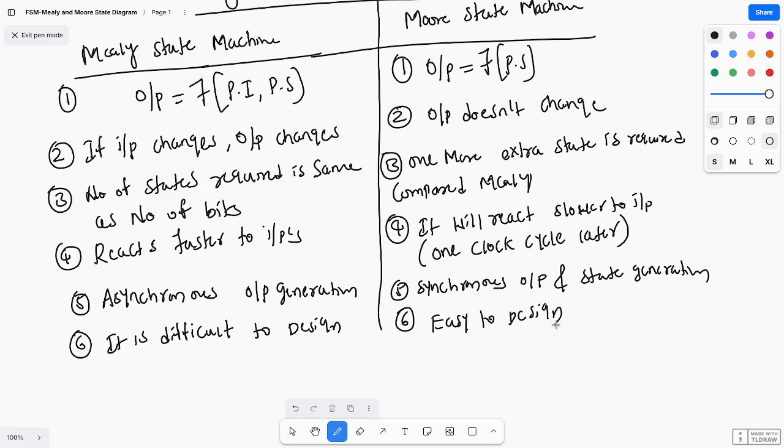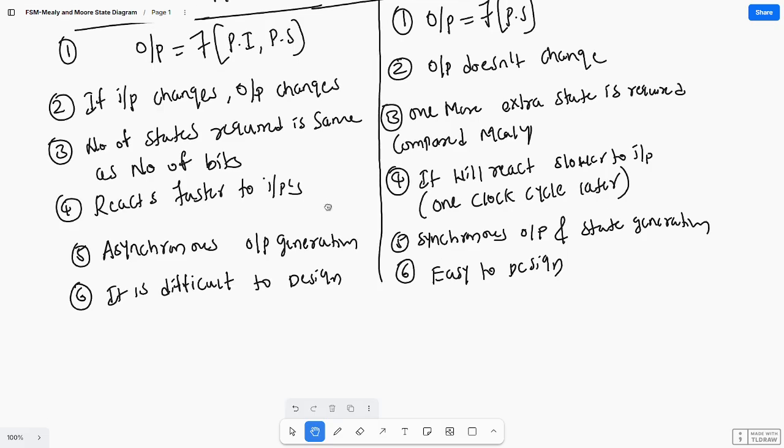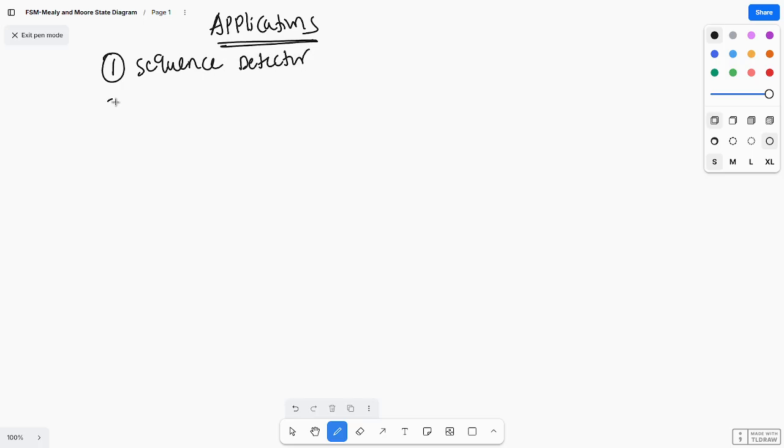So you need to see the Mealy and Moore machines. First we'll discuss the Mealy machine and its design, and next we'll come to the Moore machine. If I tell both at the same time, you'll get some confusion. Many applications of FSMs are there. Basically we'll discuss the sequence detector first, and then the serial adder.